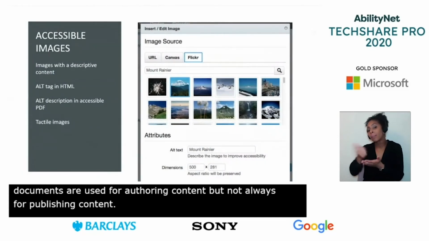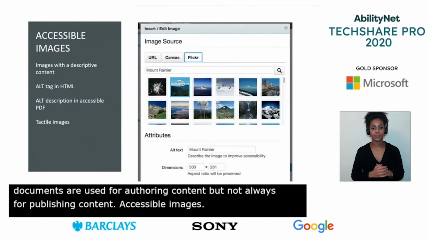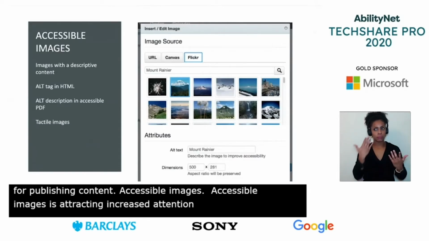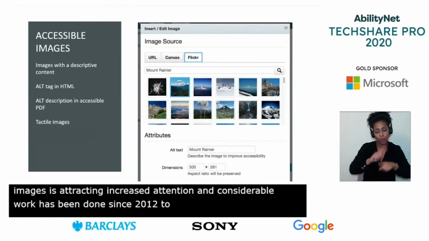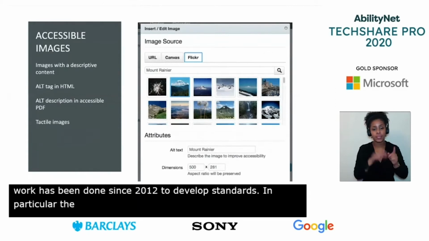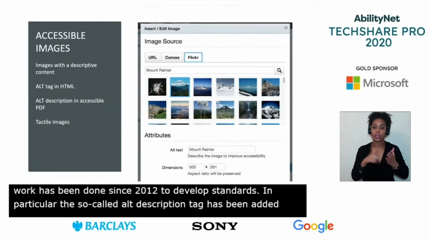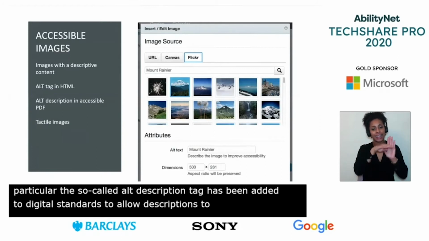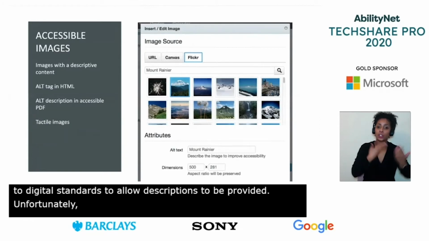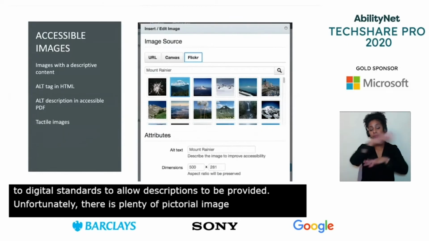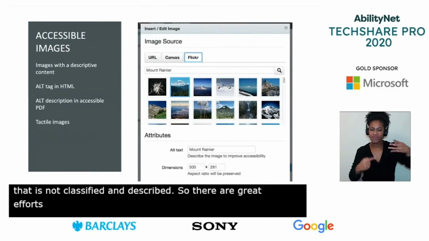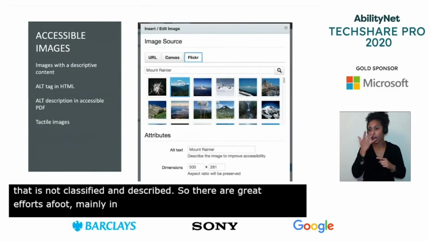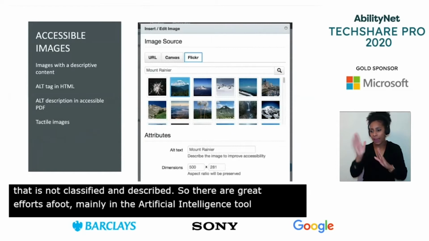Accessible images. Accessible images is attracting increased attention, and considerable work has been done since 2012 to develop standards. In particular, the so-called alt description tag has been added to digital standards to allow descriptions to be provided. Unfortunately, there is plenty of pictorial image information that isn't classified and described, so there are great efforts afoot, mainly in the artificial intelligence tools and communities, to automate the process of making images accessible.